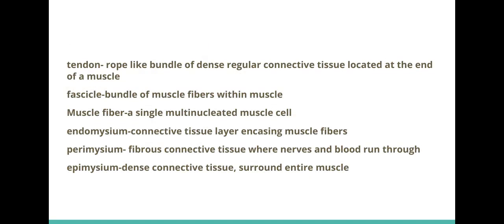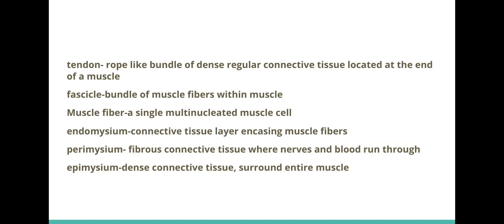The first vocab word we need is tendon. A tendon is a rope-like bundle of dense, regular connective tissue and is located on the end of muscles. It also can have collagen or other fibers, and it's going to attach the muscle to the bone. There is a fascicle. A fascicle is a bundle of muscle fibers that are found within the muscle. They're surrounded by the perimysium.